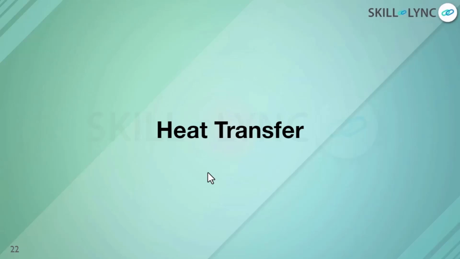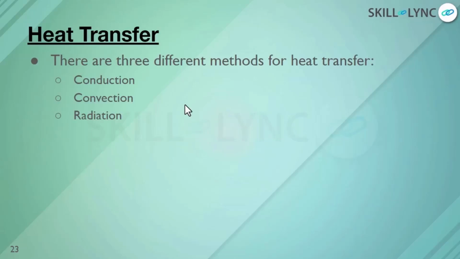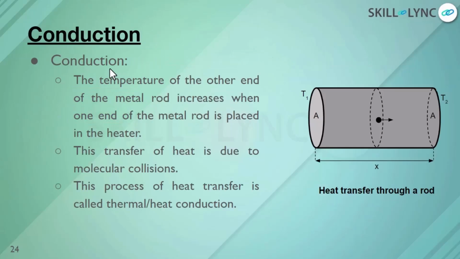The next thing we are going to study is heat transfer. There are three different methods for heat transfer: conduction, convection, and radiation. Let's start with conduction. The temperature of the other end of the metal rod increases when one end of the metal rod is placed in the heater. This transfer of heat is due to molecular collisions. This process of heat transfer is called thermal or heat conduction.